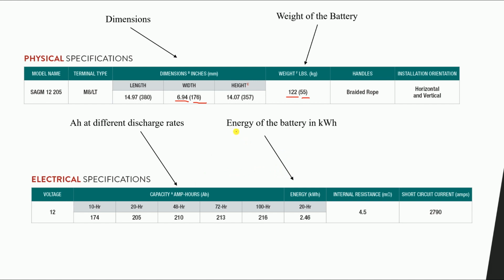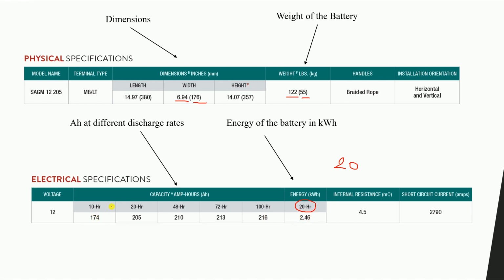So you can see the energy of the battery in kilowatt hour. You can see here at 20-hour discharge rate, when we are discharging our battery in 20 hours, we will get energy equal to 2.46 kilowatt hour. Now, where did we get this value?